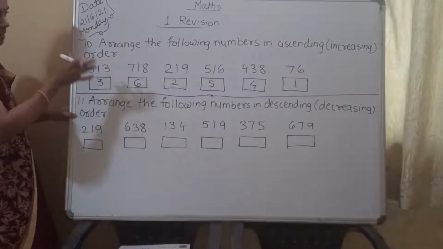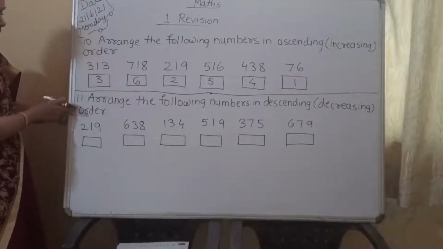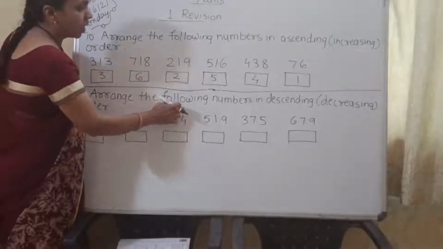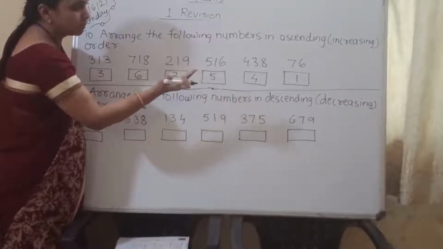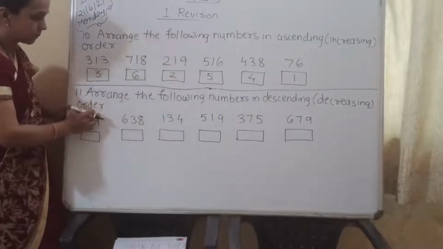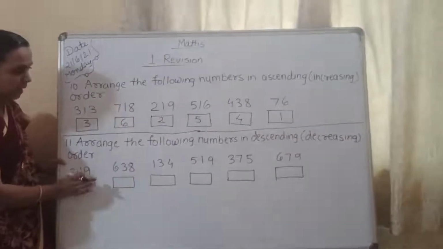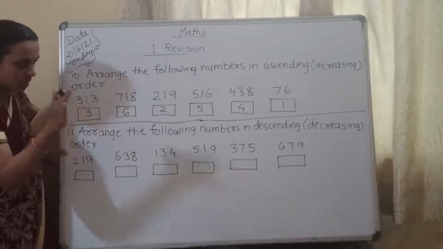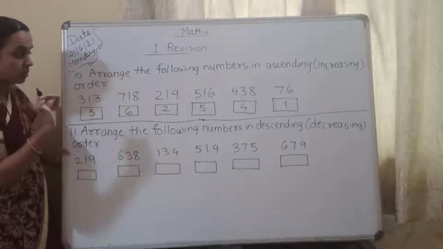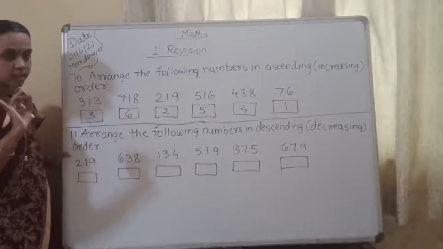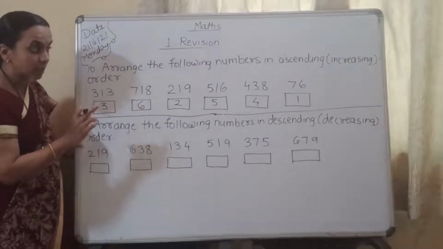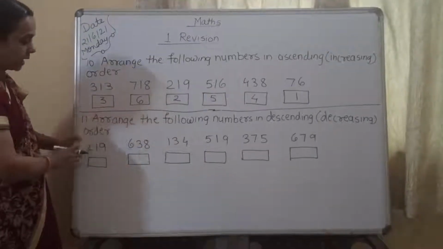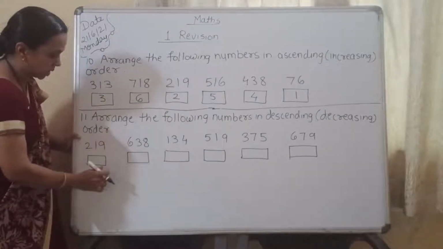Now the next question is exactly the opposite of this ascending. 11th question. What is that 11th question? Arrange the following numbers in descending, means decreasing order. So we have to now find out this decreasing order. Descending order. Decreasing means what? First we have to find out which is the biggest number. That number we have to give the first ranking. That first number we have to write down to that biggest number.